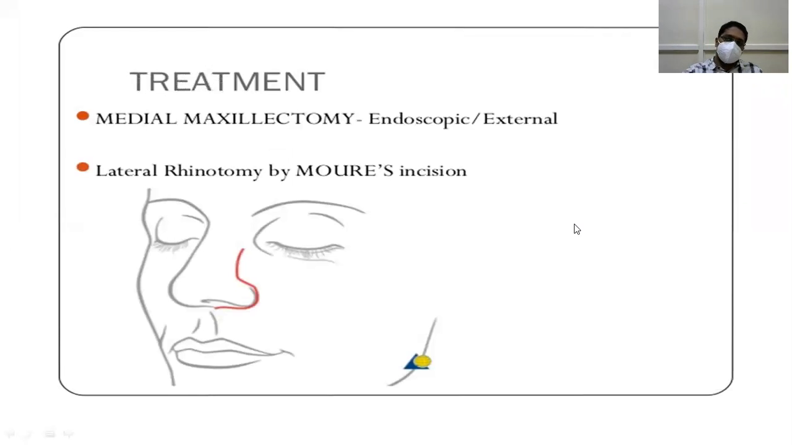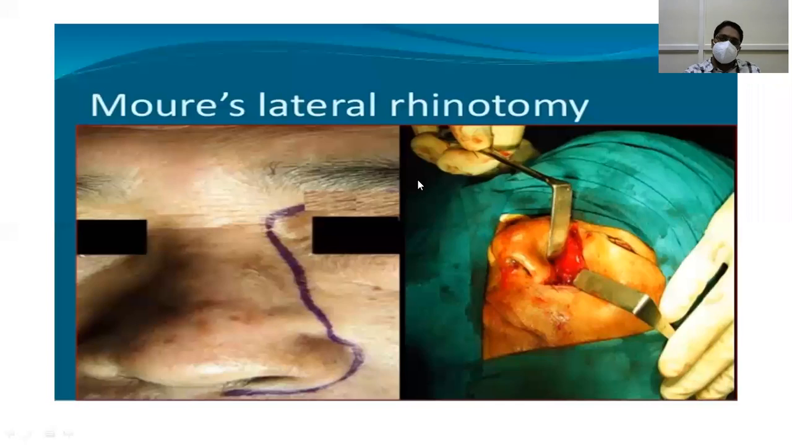The investigation is mainly biopsy, sent for histopathological examination. This is a locally aggressive tumor. It may also involve the orbit and even the sinuses. Treatment is mainly medial maxillectomy, the endoscopic medial maxillectomy, and externally you can do lateral rhinotomy surgery by Moore's incision. This is important.